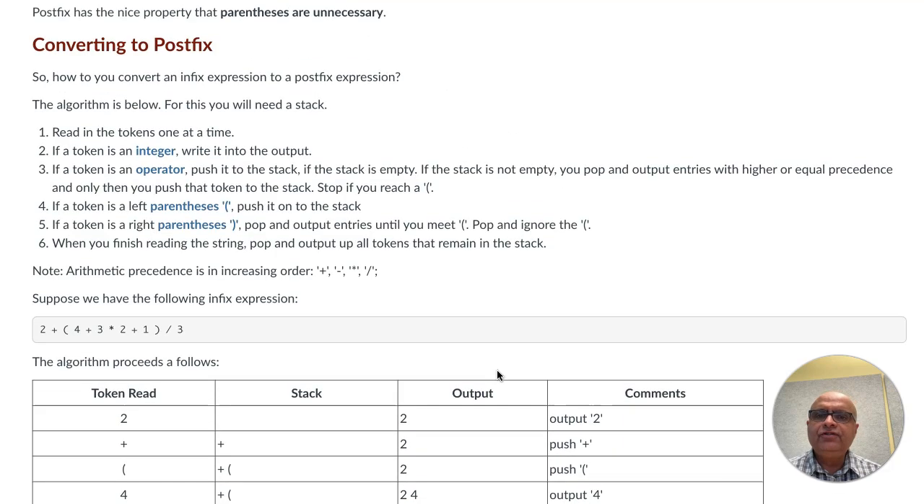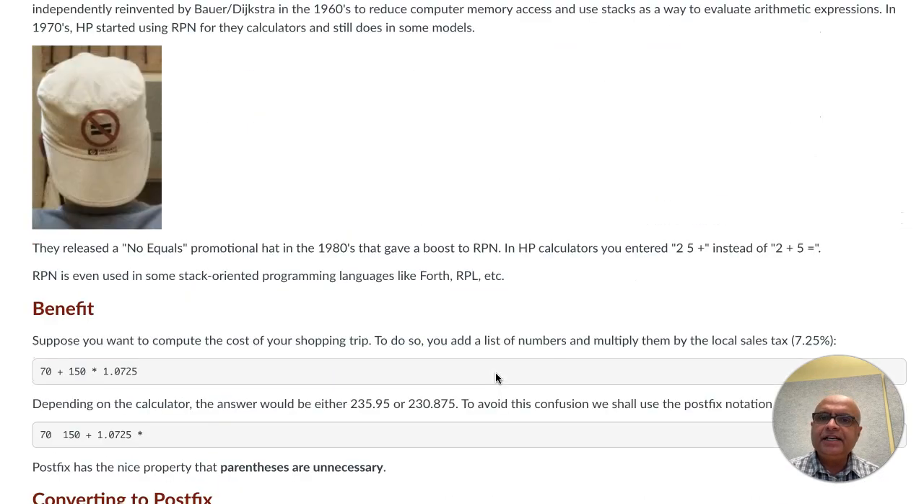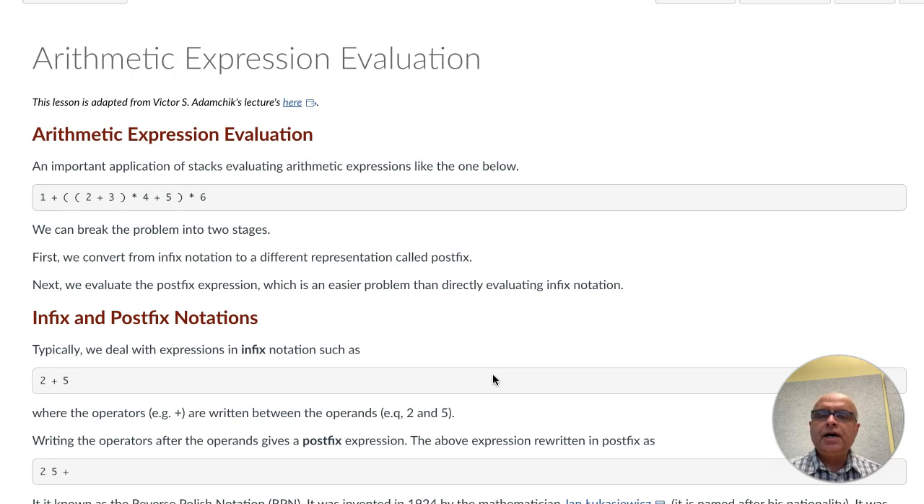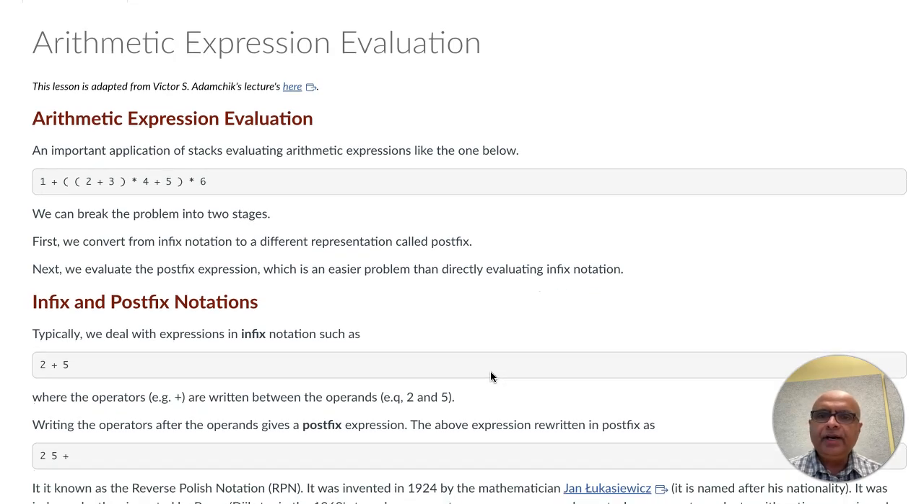So this has been a description of arithmetic expression evaluation and the algorithm for it using the stack data structure. You'll need a stack of operators to create a postfix notation, and then you'll need a stack of numbers to get the actual result of evaluating the postfix expression.